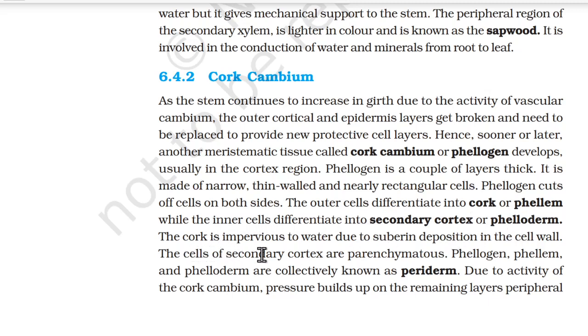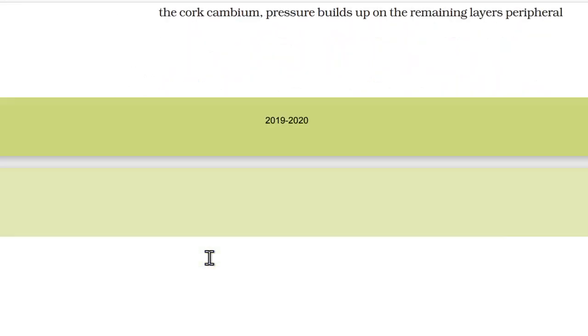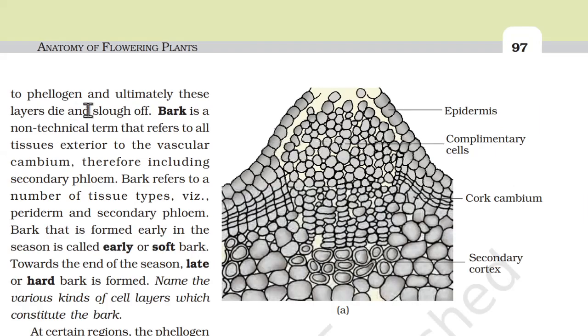The cork is impervious to water due to suberin deposition in the cell wall. The cells of secondary cortex are parenchymatous. Phellogen, phellem, and phelloderm are collectively known as periderm. Due to activity of cork cambium, pressure builds up on the remaining layers peripheral to phellogen, and ultimately these layers die and slough off. Bark is a non-technical term that refers to all of the tissues exterior to vascular cambium, therefore including the periderm and secondary phloem.